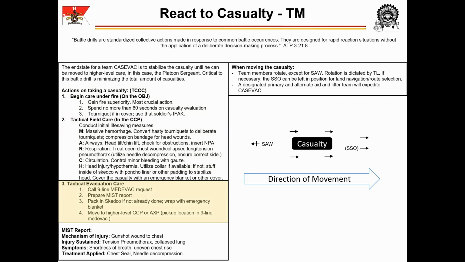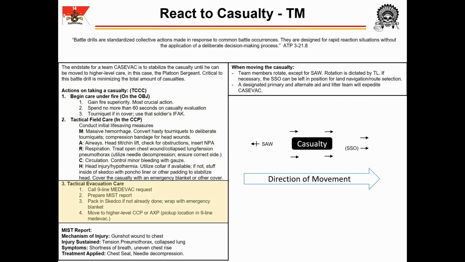The I stands for the injury sustained, that is, what injury the soldier sustained as evaluated by the team. S is for symptoms. These are the observed signs of the injury and are generally very obvious. And T is the treatment applied. The last line details what the team has done thus far in regards to the casualty.